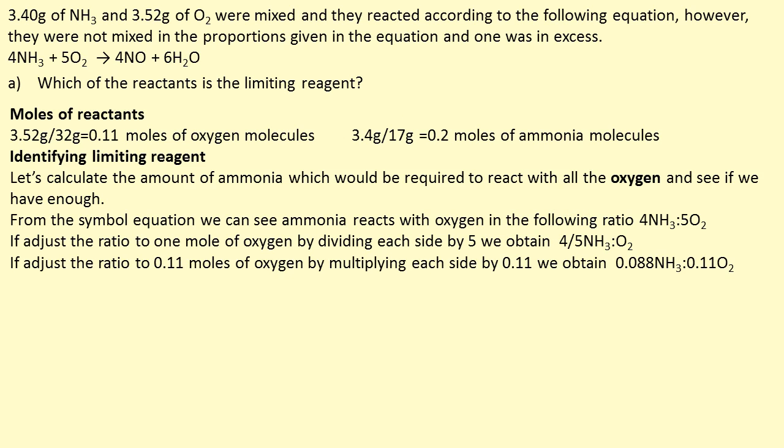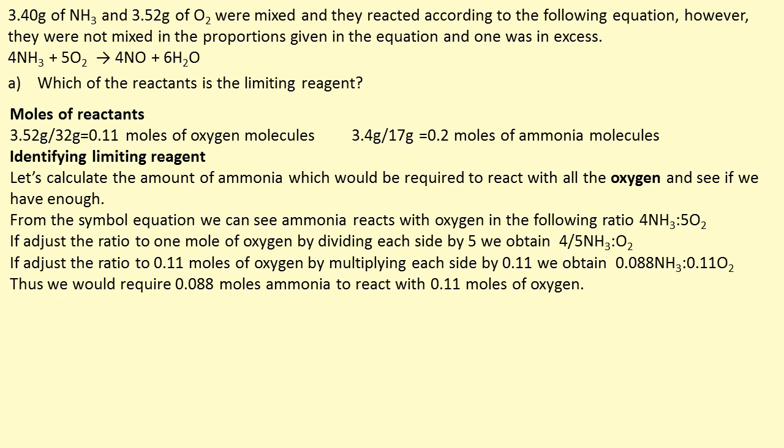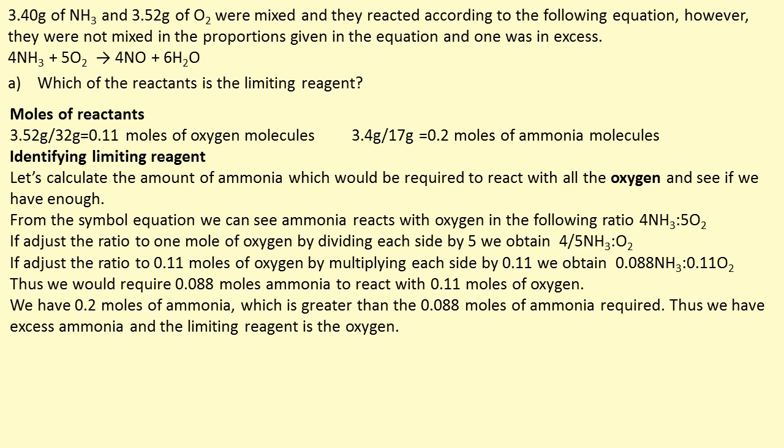If we adjust the ratio to 0.11 moles of oxygen by multiplying each side by 0.11, we obtain 0.088 moles of ammonia to 0.11 moles of oxygen molecules. Thus, we would require 0.088 moles of ammonia to react with 0.11 moles of oxygen molecules. We have 0.2 moles of ammonia, which is greater than the 0.088 moles of ammonia required. Thus, we have excess ammonia, and the limiting reagent is the oxygen.